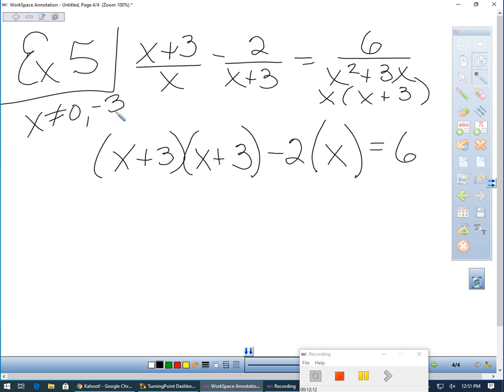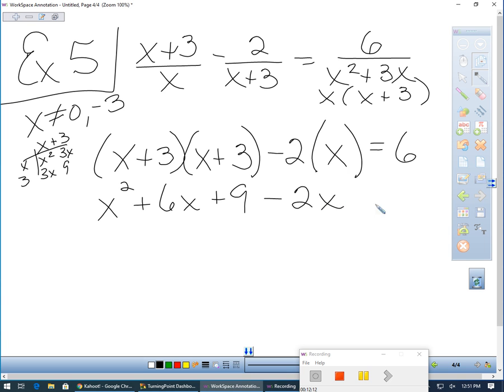So now in the first two, I'm multiplying two binomials together. So what do I have to do? Got to do myself a little tiny box over here, right? x plus 3 times x plus 3: x squared, 3x, 3x, and 9. So we have x squared plus 6x plus 9. Negative 2 times x is negative 2x equals 6.